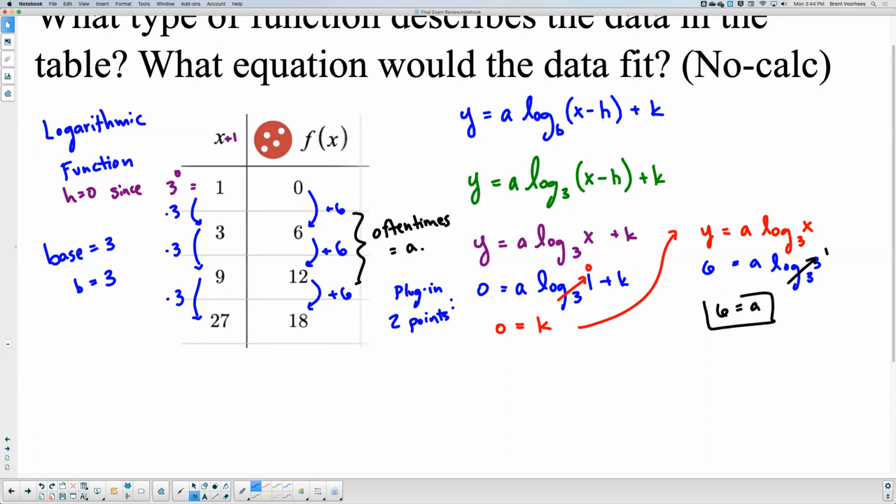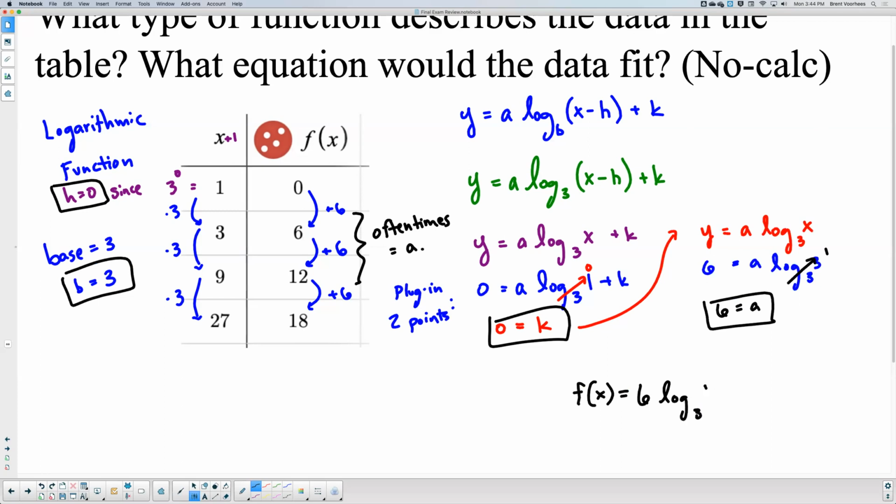And with that, we have all of our answers that we needed. We had this over here, and we've now solved the problem. The equation would be, I'm going to call it f of x because that says f of x there. The equation becomes f of x equals 6 log base 3 of x.